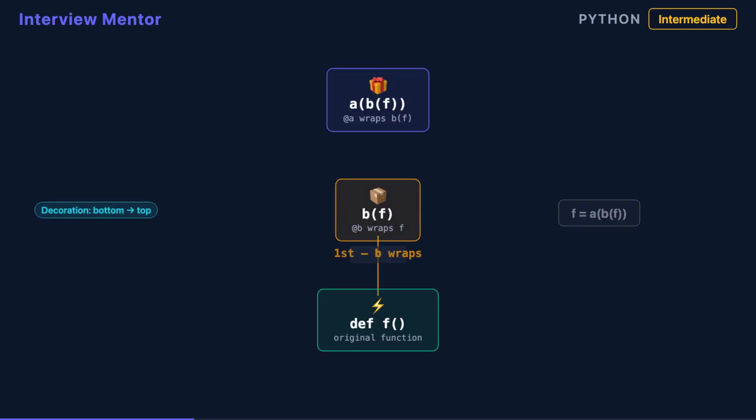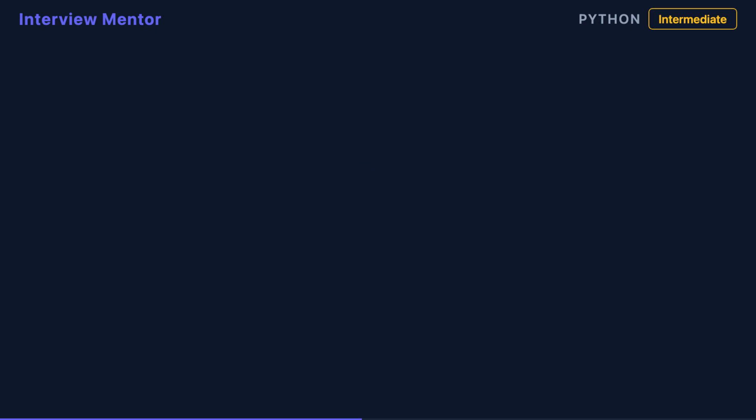The wrapping model makes this concrete. Writing @a above @b above def f is exactly equivalent to writing f equals a of b of f. Decorator b receives the original function and returns a new callable. Decorator a then wraps that callable, adding another layer. Think of it like nested boxes. B is the inner box, A is the outer one, and the original function is the gift inside.